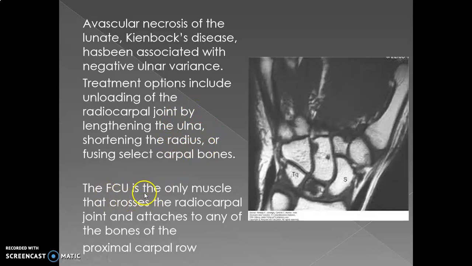The flexor carpi ulnaris is the only muscle that crosses the radiocarpal joint and attaches to any of the bones of the proximal carpal row. When you're talking about this radiocarpal joint, the only muscle whose tendon crosses through the joint is the FCU, the flexor carpi ulnaris, which has attachment to the pisiform, and in a way it has attachment to the TFCC, so we can say it has attachment to the ulna as well as to the triquetral bone.